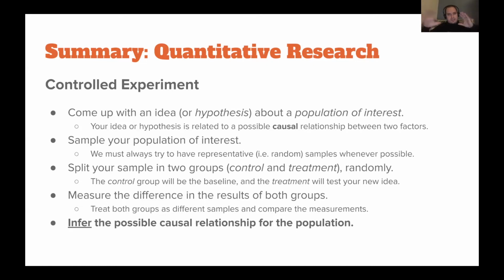So that was just a rough overview, but basically after you come up with this idea, you sample your population of interest again, right? So you must always try to have representative samples. Always, this is the same for every kind of study. But in this case, you actually split your sample into two groups. So see how this is different from the observational study, because in this case, you need to take one sample and then split it into two.